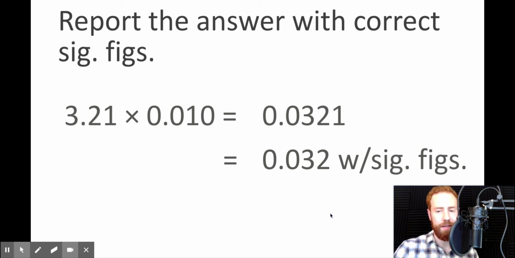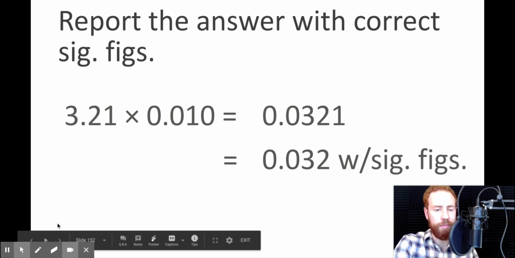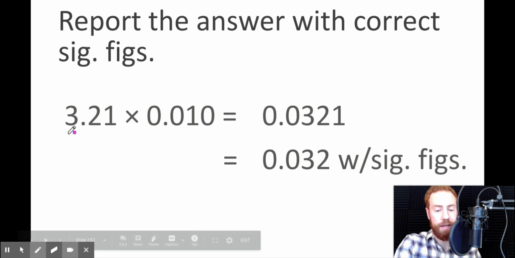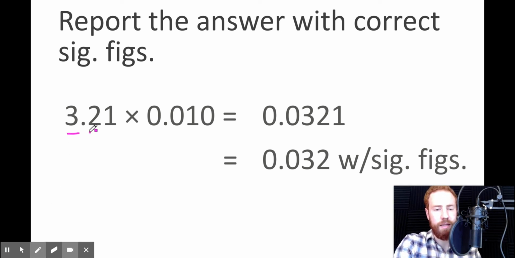But wait a second, can we actually keep that whole number? Well, we've got to think about how many significant figures our original numbers had. 3.21 has 3 significant figures, all non-zero digits. 0.010 is kind of tricky. These two leading zeros are not significant. The 1 obviously is, and the trailing 0 is also significant because there's a decimal in the number. So this has 2 significant figures.